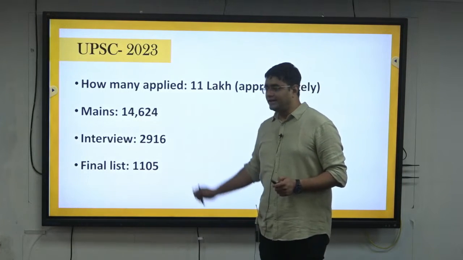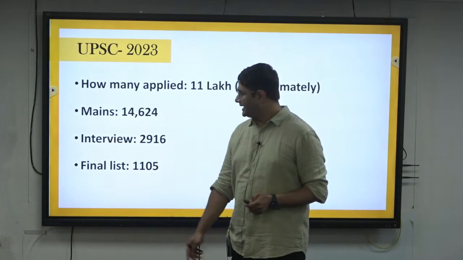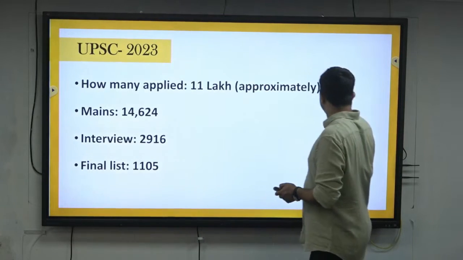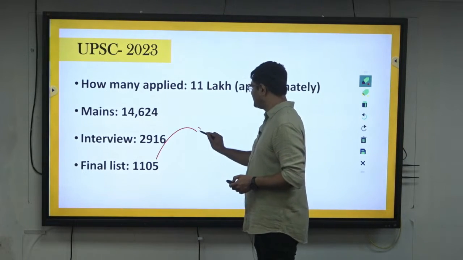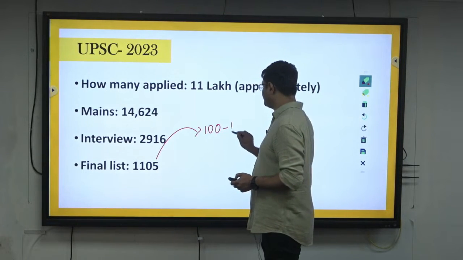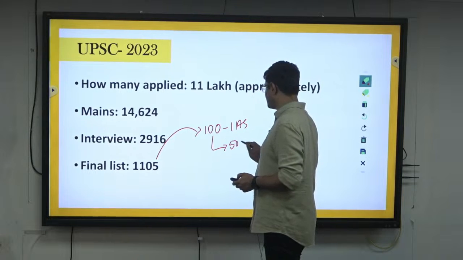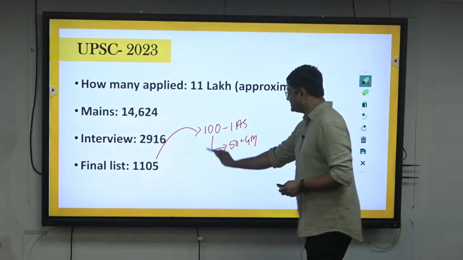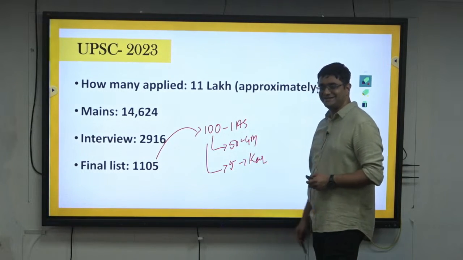Only 3,000 people give their interview, and only about 1000 people get selected. And in those 1000 people, only 100 people get IAS. In that, only 50 people are GM approximately. In that, only 5 people will get Karnataka, if you are from Karnataka or whichever state.